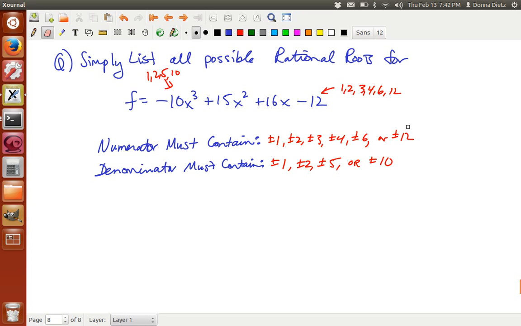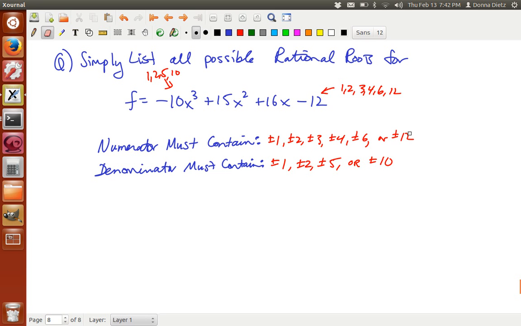Then you have to go through and divide by 2 and see which things are new. So 1/2, 3/2 is new, but 2/2 is old, 4/2 is old, and 6/2 is old. Then you have to go through and divide everything by 5 and see what's new. So 1/5, 2/5, 3/5, 4/5, 6/5, and 12/5.